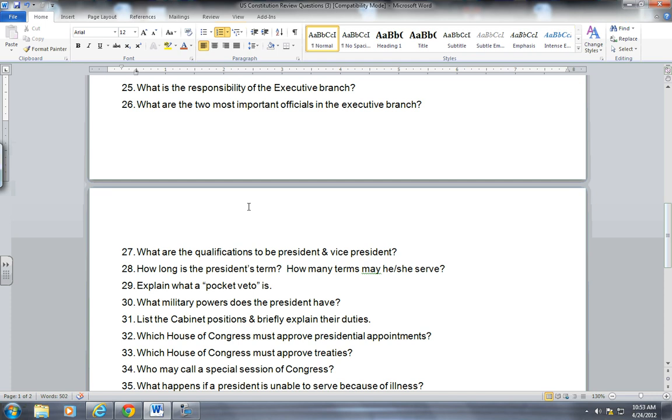29, a pocket veto is when the president does not act on a bill and the session of Congress ends. The bill is considered vetoed. 30, the president is commander-in-chief of the armed forces.